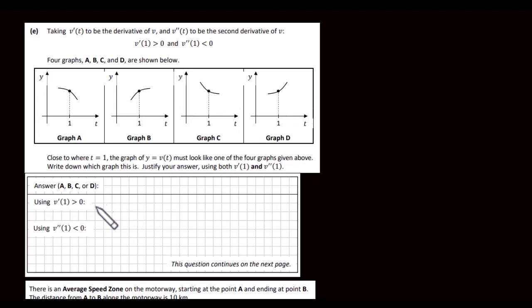So we could say something like v dash 1 greater than 0 means that the slope of the tangent at t is equal to 1 is positive.